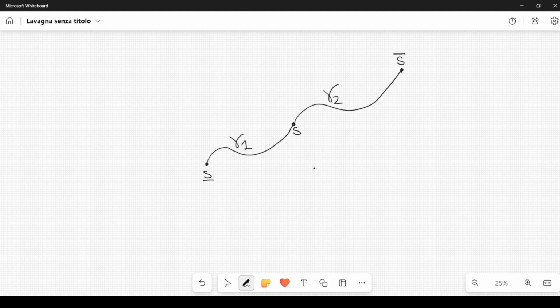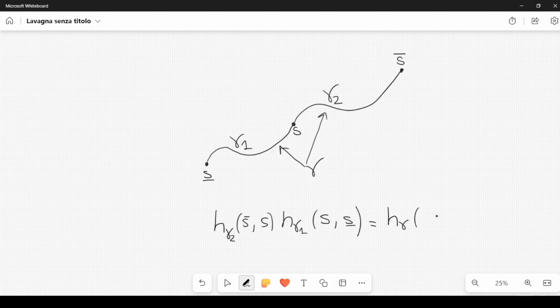Now there is a simple property of the holonomy. By the way, we can call the union of these two curves just gamma. So the overall curve is gamma, and when we have S in here, gamma is equal to gamma 1, and when we have S in here, gamma is equal to gamma 2. It's quite intuitive. But if we act with the holonomy related to the curve gamma 1 from the point S underlined all the way up to the point S, and then we act again with the holonomy related to the curve gamma 2 from the point S to the point S overlined, a simple property tells us that this is equal to the holonomy related to the overall curve gamma from S underlined to S overlined. So this is just a simple property that I wanted to introduce related to holonomies.